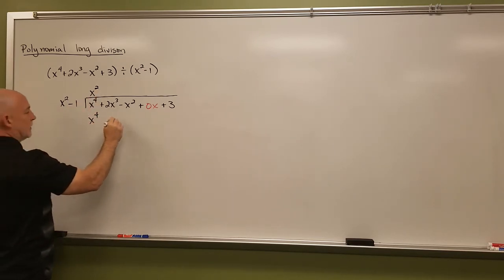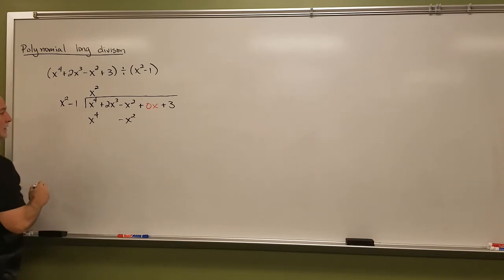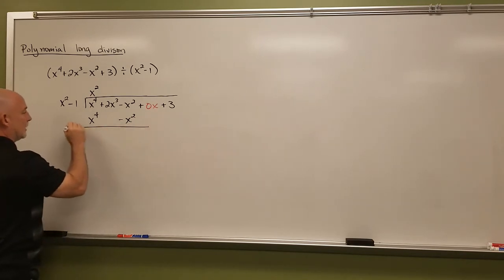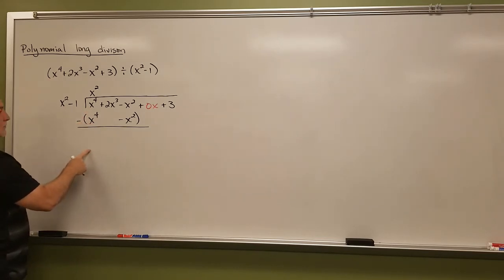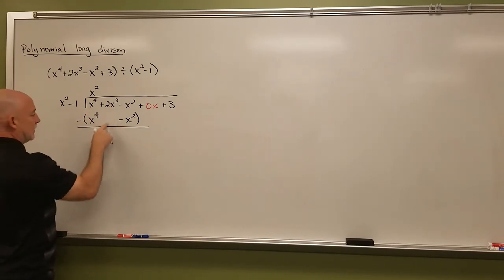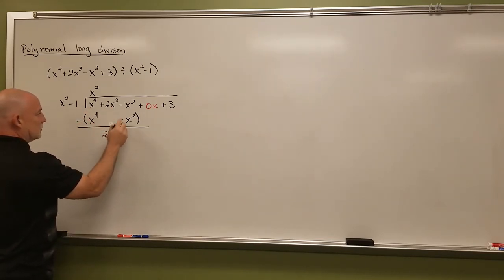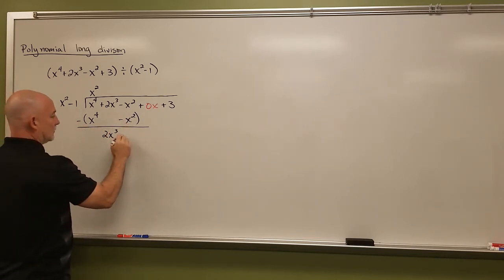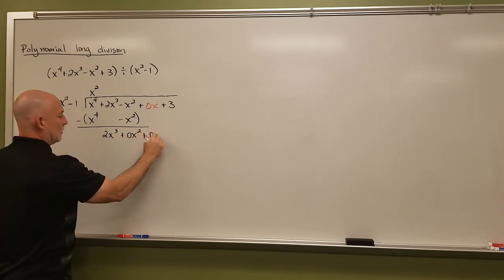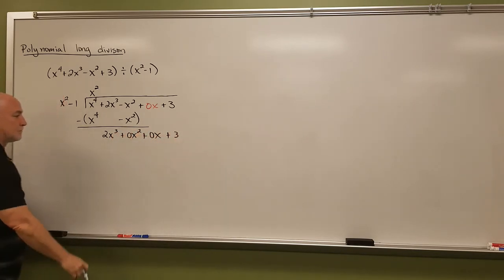So since we're talking about x squared, make sure that you line that up underneath the x squared. So let's subtract. x to the 4th minus x to the 4th goes away. 2x cubed minus nothing is 2x cubed. Negative x squared minus negative x squared goes away. So that's none of those. So we have no x squareds, no x's, plus 3.